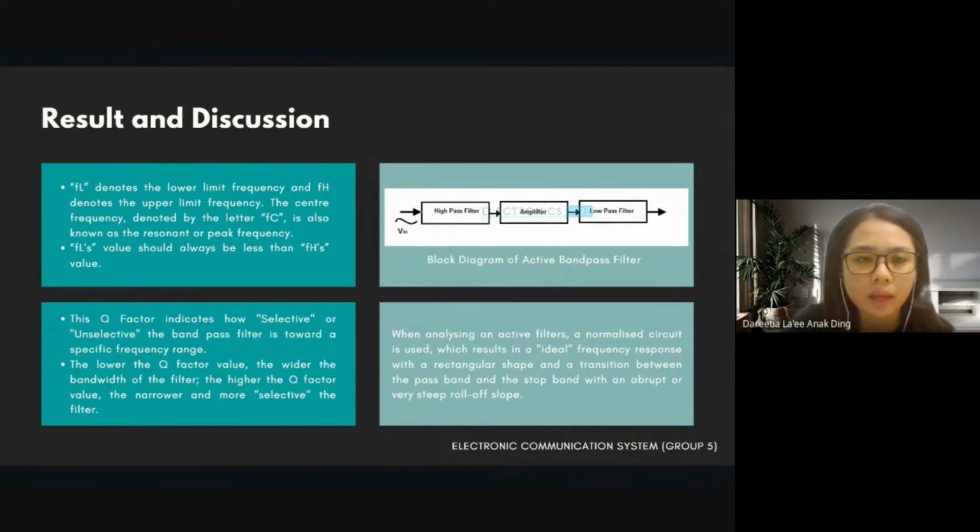As you can see from this block diagram of active bandpass filter, the circuit diagram for the active bandpass filter is divided into 3 sections. A high-pass filter is the first component. The OPM is then used to amplify the signal. The final component of the circuit is the low-pass filter.